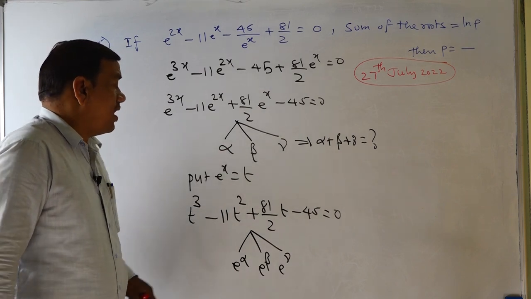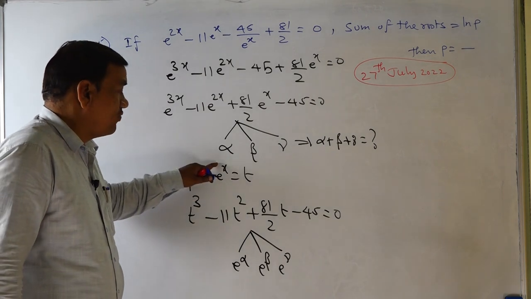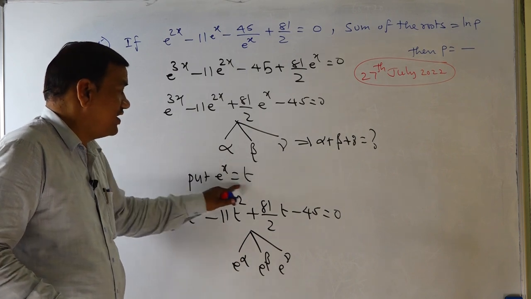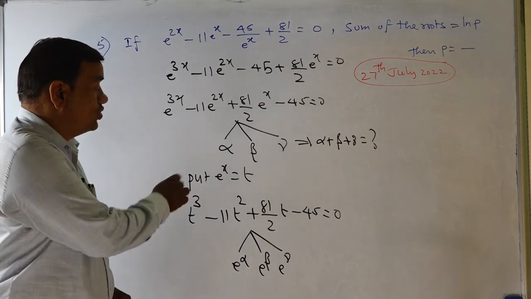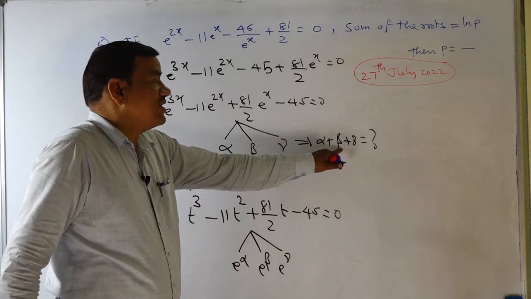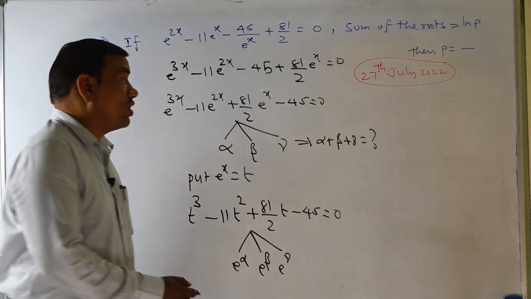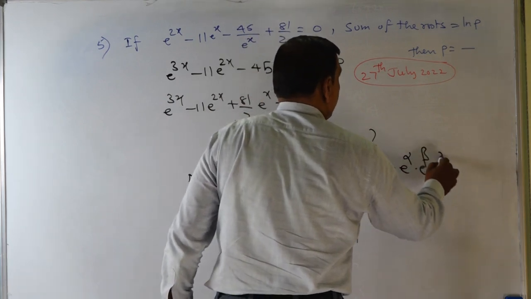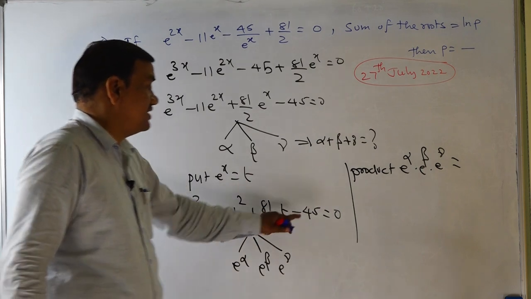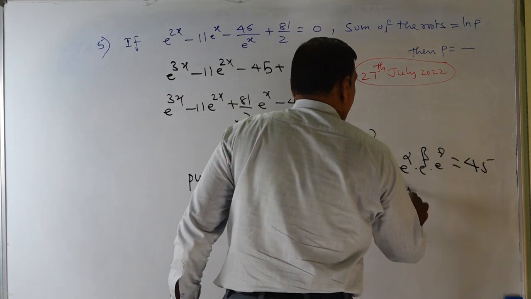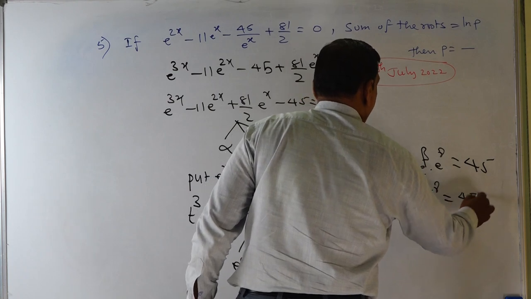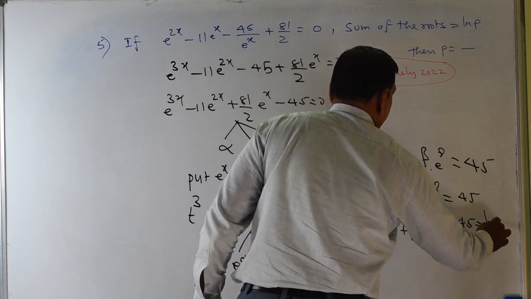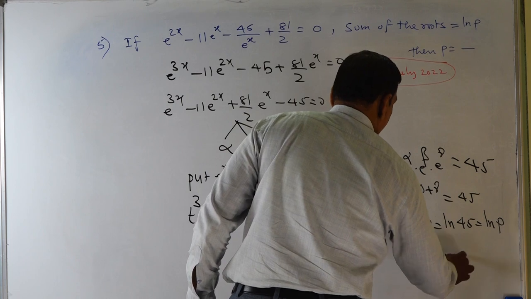If alpha, beta, gamma are the roots of the given equation, then these roots in terms of t will be t is equal to e power alpha, t is equal to e power beta, t is equal to e power gamma. Now see here, to get alpha plus beta plus gamma, try to find the product of the roots. That is e power alpha into e power beta into e power gamma is equal to minus into minus, which is equal to 45. That is e power alpha plus beta plus gamma is equal to 45. Therefore, alpha plus beta plus gamma is equal to ln 45. This is given as ln p, therefore, p is equal to 45.